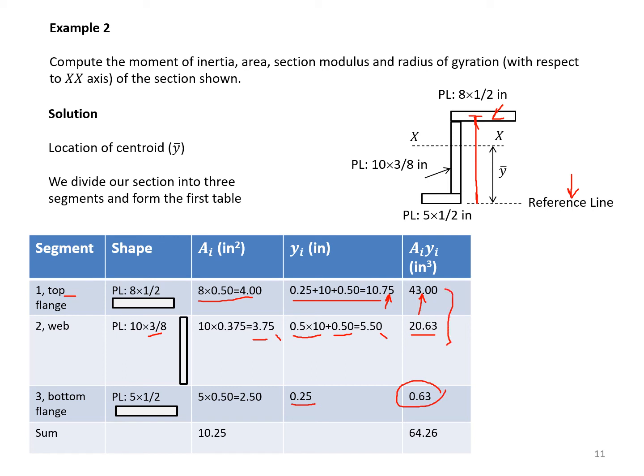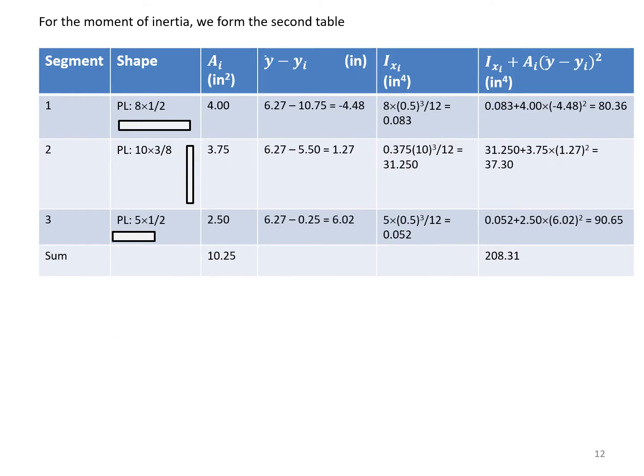When you add these three, you get the total static moment. When you add the areas, you get the total area. So how do we find y bar? Just divide the total static moment by the total area and you get 6.27. So now for the moment of inertia, we put our second table together. Part of the information is coming from the previous table.